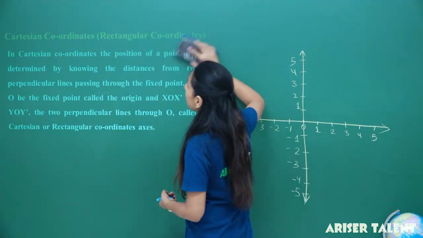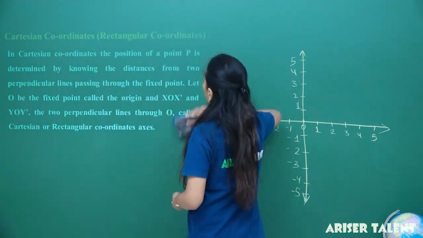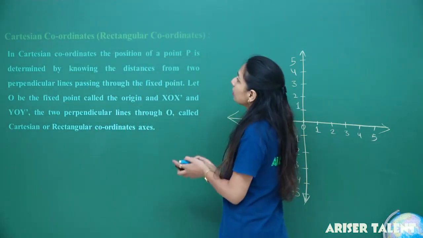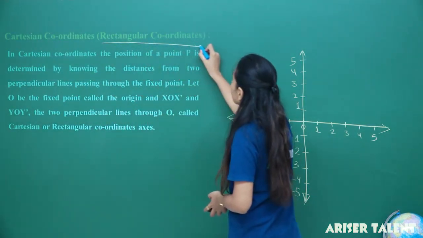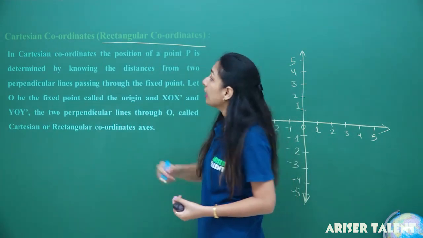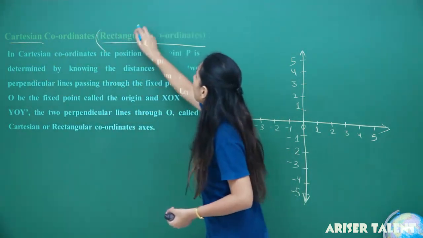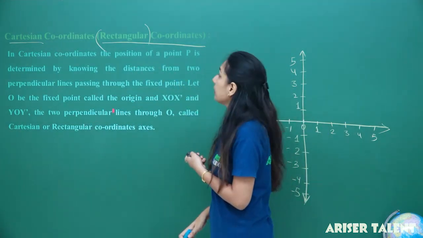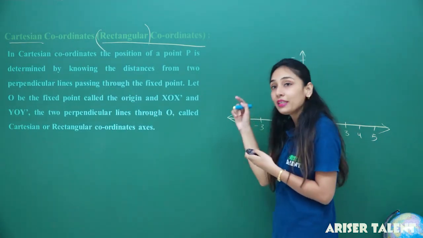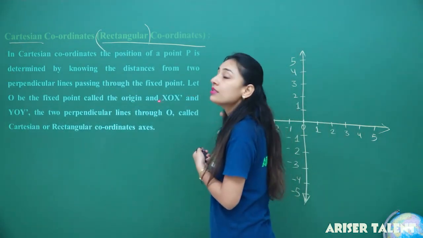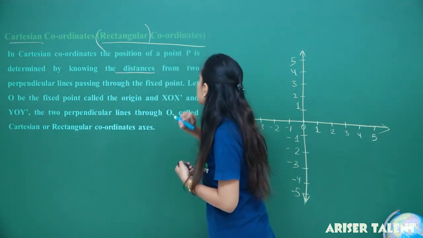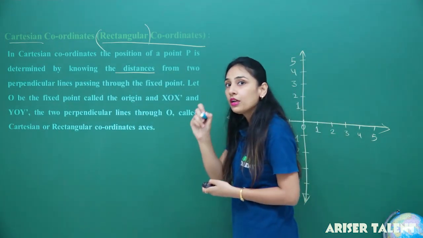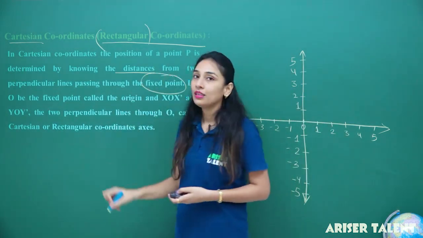Now this term, Cartesian coordinates or rectangular coordinates, we'll come to know why Cartesian coordinates are also known as rectangular coordinates. Cartesian first and rectangular second. Why do we call it like this? In Cartesian coordinates, the position of point P is determined by knowing the distances from two perpendicular lines passing through a fixed point.